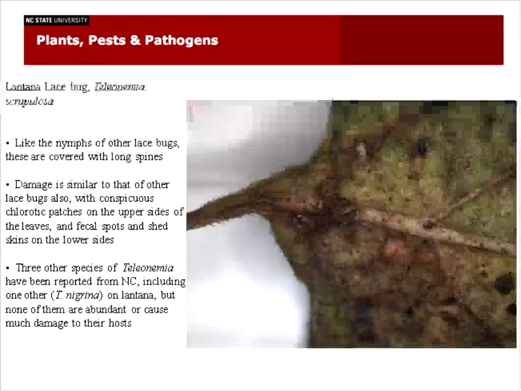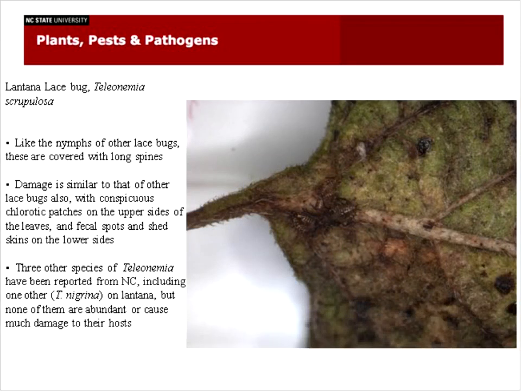Let me go back a moment. Okay. The nymphs of the Lantana lace bug, unfortunately, is not. That's not showing. Where is your button up there? I'm sorry, we're holding a technical problem here. Is that the one? Is that it? All right. Okay, there we go. I'm screwed up here again as usual.